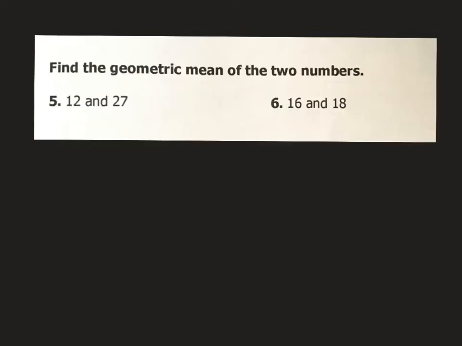Okay, so we're finding geometric means in 5 and 6. So remember, to find your geometric mean, it's your number over X equals X over your second number, and you're just solving that proportion. So go ahead and try both of these on your own. Pause the video, see what you can get, come back, hit play, and then see how your answer compares to mine.